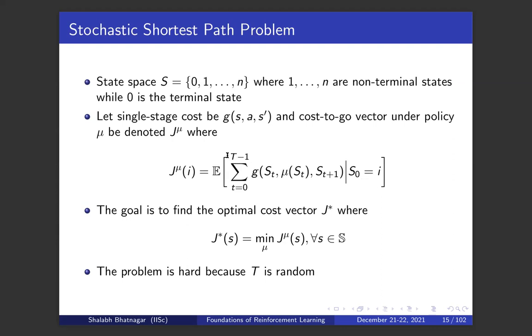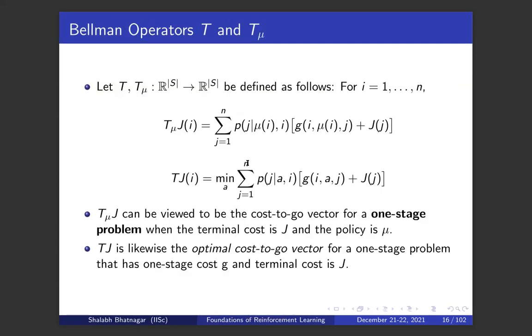Now again, note that capital T, as I said, is the termination instant. It's not fixed. It is finite, even though it's not deterministic; it is a random instant. So the goal here is to find an optimal cost vector J star, where J star of s is the minimum over all mu, where mu are functions from states to actions, of J mu of s. That's ultimately the goal that we have. Now this problem, as I said, is hard because T is random. Even though it is finite, it is still random.